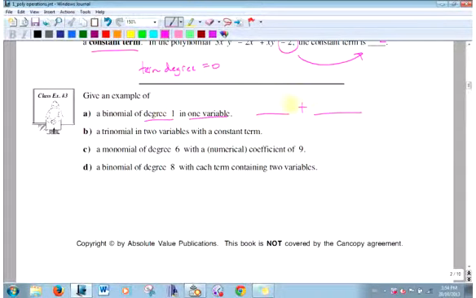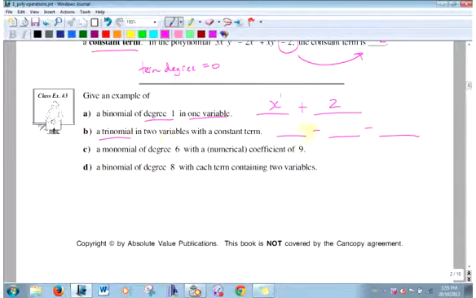Degree 1, okay, one variable. Why make it harder than it needs to be? Is that a binomial? Check. Is that degree 1? Check. Is that one variable? Yes. Okay, that's all they're asking for. Trinomial, that means I have three terms. I mean, hey, if you want to put a minus there, fine. It doesn't matter, right?